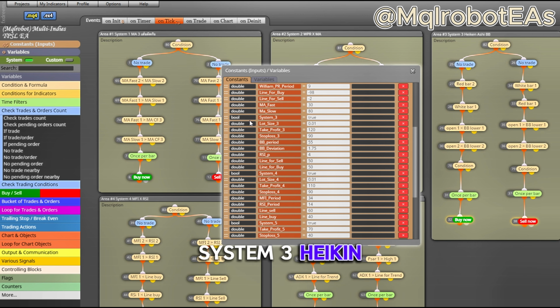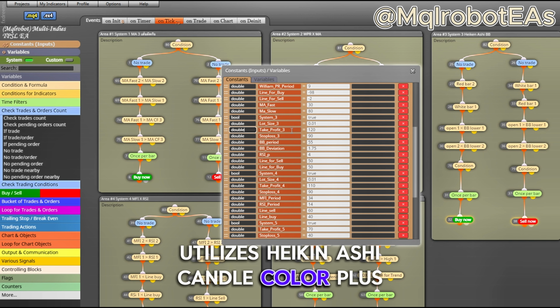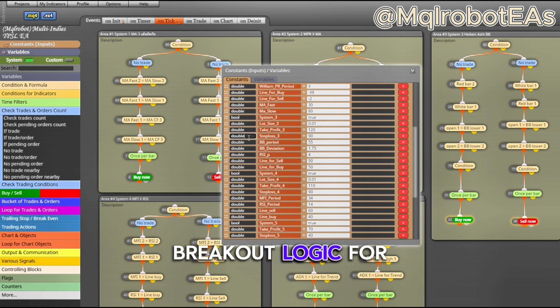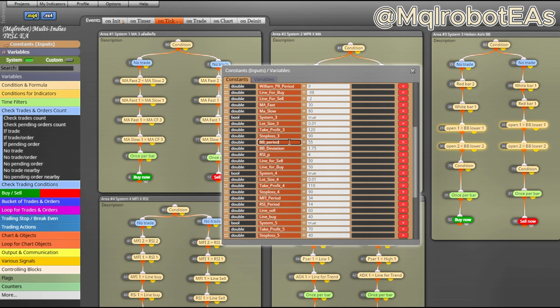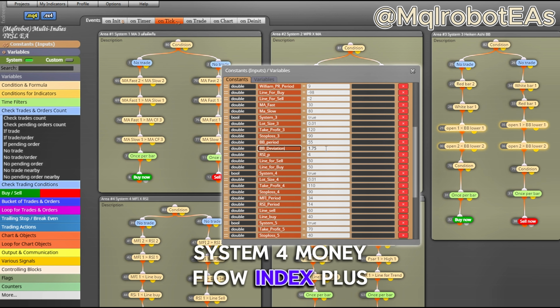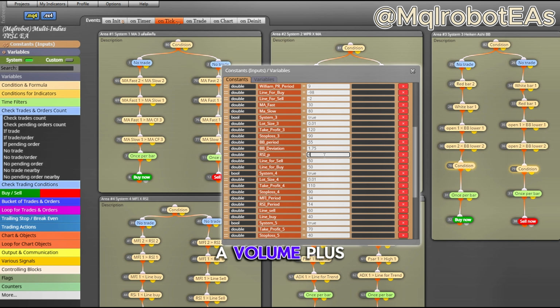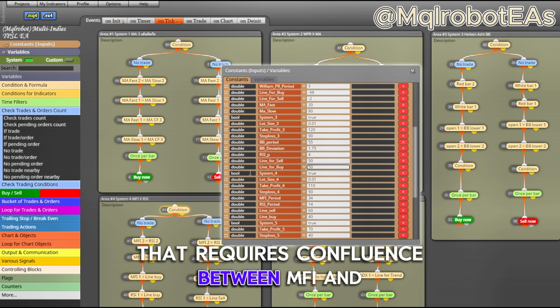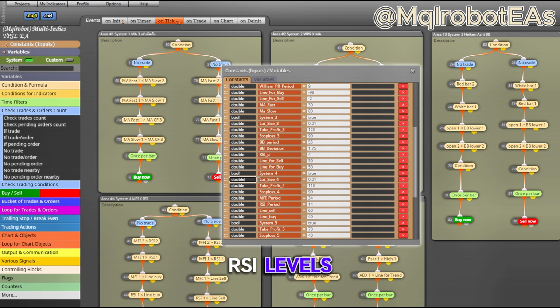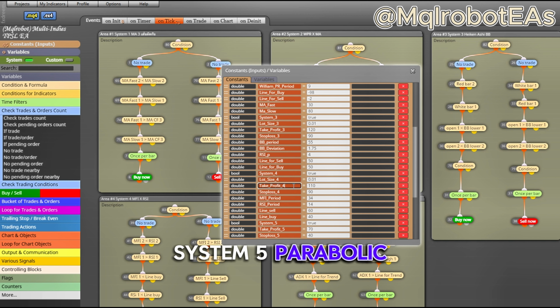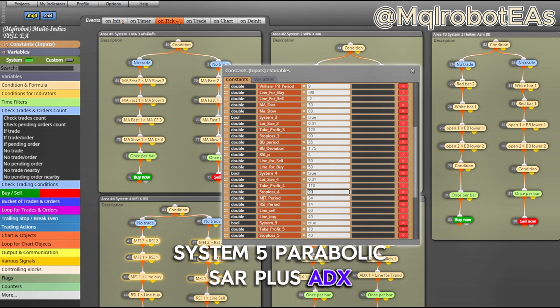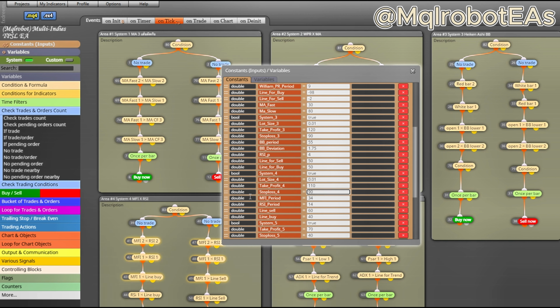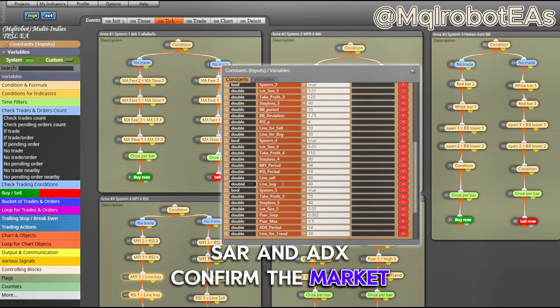System 3, Heiken Ashi plus Bollinger Bands, utilizes Heiken Ashi candle color plus Bollinger Band breakout logic for momentum entries. System 4, Money Flow Index plus RSI, a volume plus momentum-based strategy that requires confluence between MFI and RSI levels. System 5, Parabolic SAR plus ADX, targets strong trends only when both Parabolic SAR and ADX confirm the market momentum.